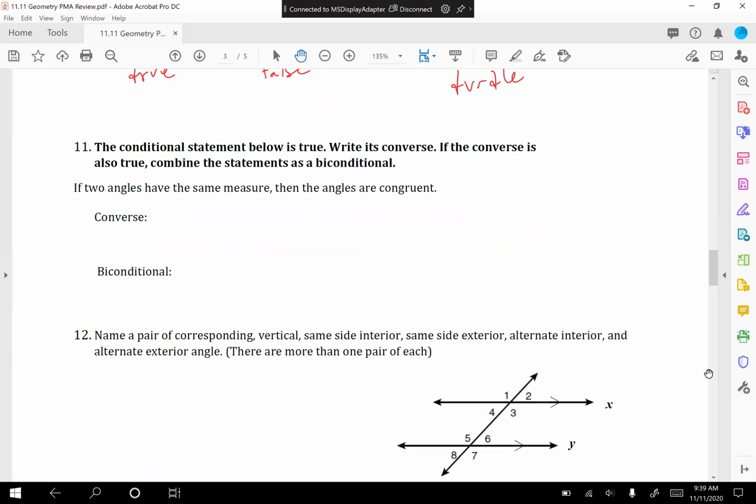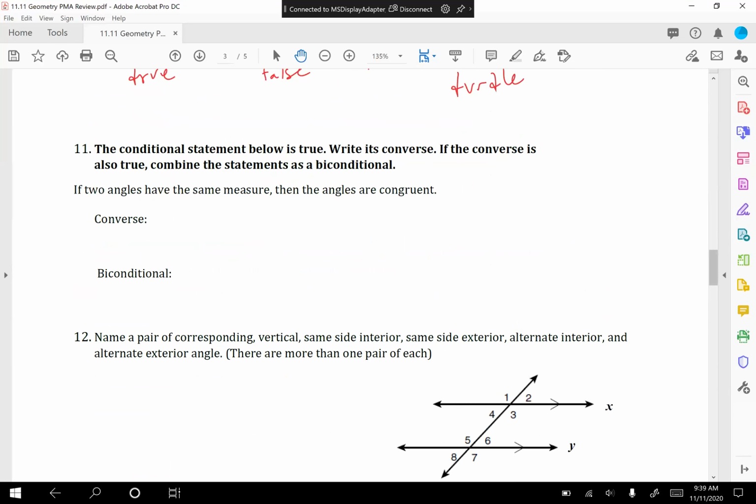All right, here. We're gonna look at number 11. Sorry, there's something on my screen.